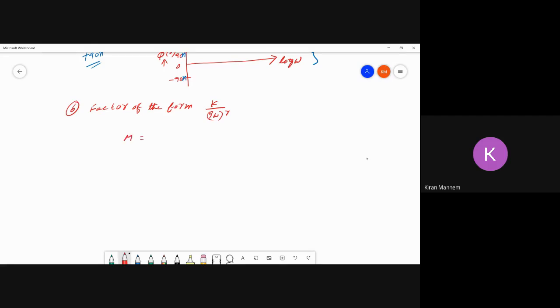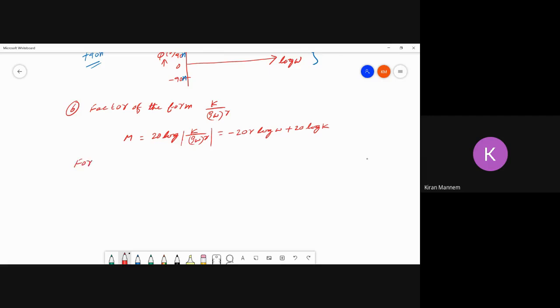So what is the magnitude? It is 20 log magnitude of k by j omega whole to the power of r. So what is that? It will be minus 20 into r log omega plus 20 log k. Just use the logarithmic summation: minus 20 into r log omega plus 20 log k. This is your magnitude.